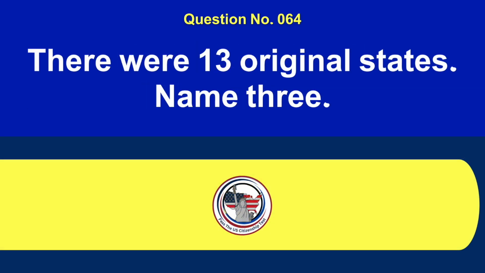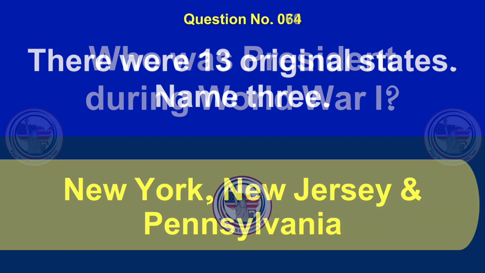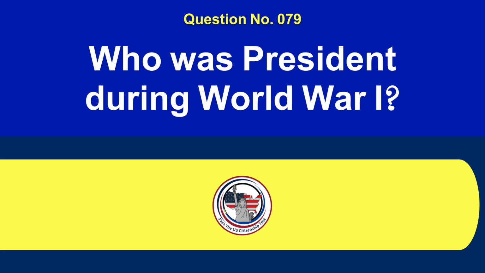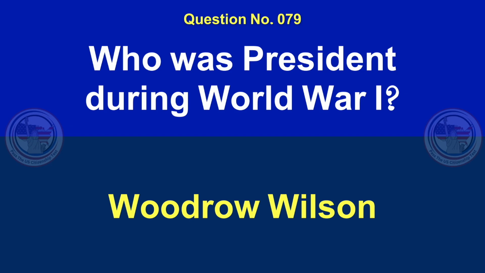There were 13 original states. Name 3. New York, New Jersey, and Pennsylvania. Who was president during World War I? Woodrow Wilson.